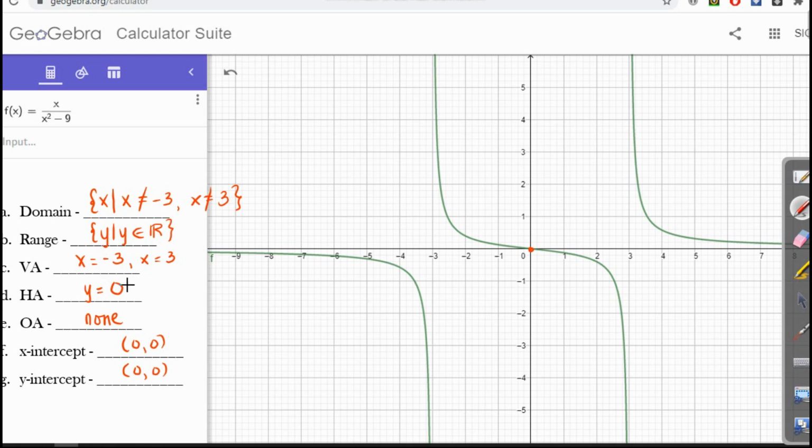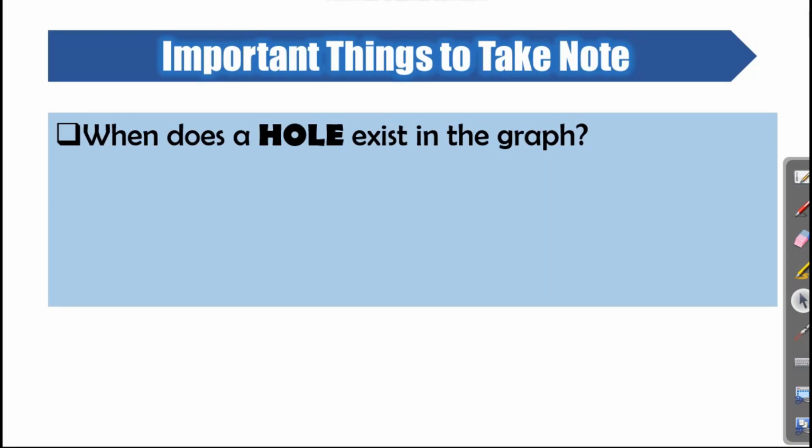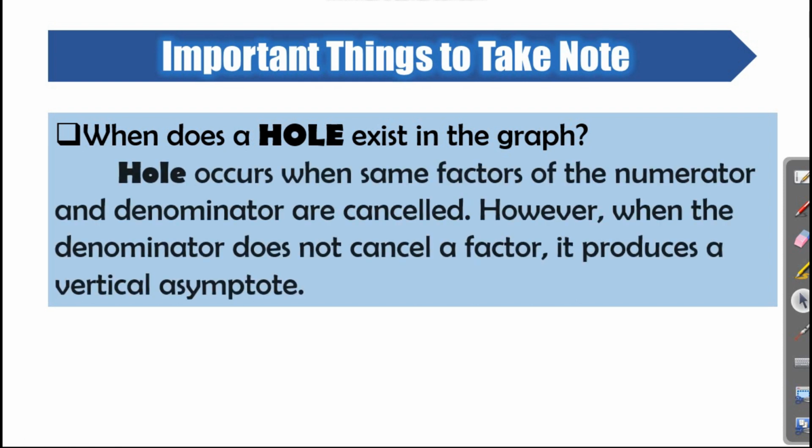Another one is, for the horizontal asymptote, the graph passed through the horizontal asymptote, and that is possible. What else do we have to take note about rational function? It is about the hole in the graph. So the question now is, when does a hole exist in the graph? Take note that the hole occurs when same factors of the numerator and denominator are cancelled. However, when the denominator does not cancel a factor, it produces a vertical asymptote.